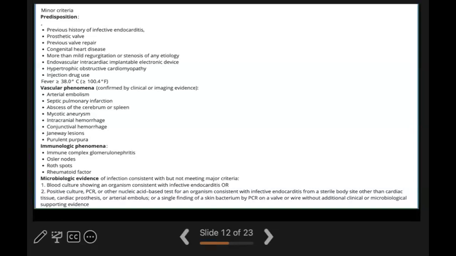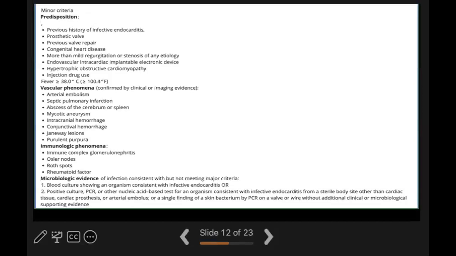Then coming on to the vascular phenomenon, like arterial embolism, septic pulmonary infarction, abscess of the cerebrum or the spleen, mycotic aneurysm, intracranial hemorrhage, conjunctival hemorrhage, Janeway lesions, purulent purpura, are some of the vascular phenomena that fit into the minor criteria. Or it could be an immunological phenomenon like glomerulonephritis, Osler nodes, Roth spots, or presence of rheumatoid factor, are some of the minor criteria.